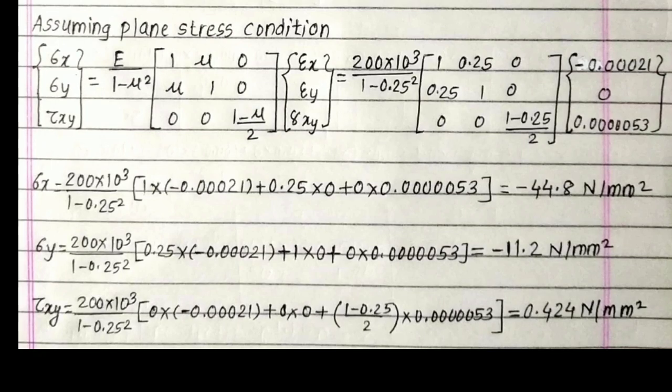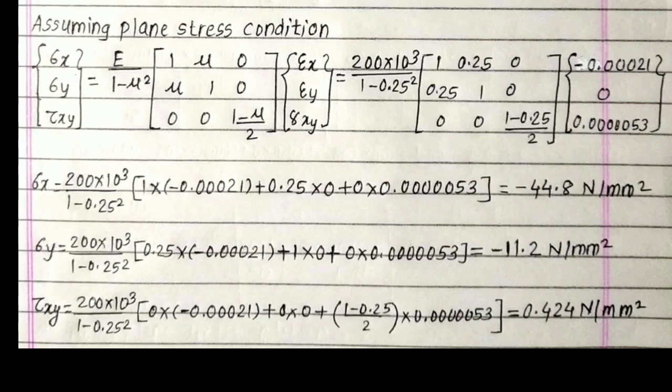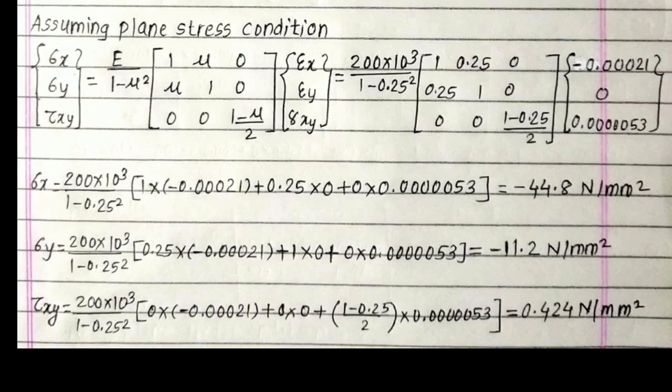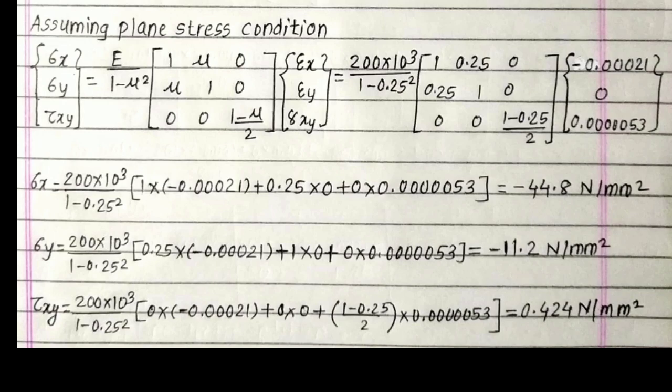into minus 0.00021, 0, 0.000053. So I will get sigma x equal to 200 into 10 to the power 3 divided by 1 minus 0.25 square into the first row multiplied by the column. That is 1 into minus 0.00021 plus 0.25 into 0 plus 0 into 0.000053. So its value I am getting as minus 44.8 Newton per mm square.